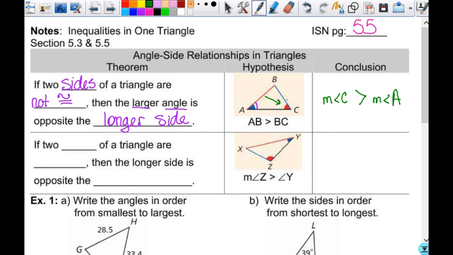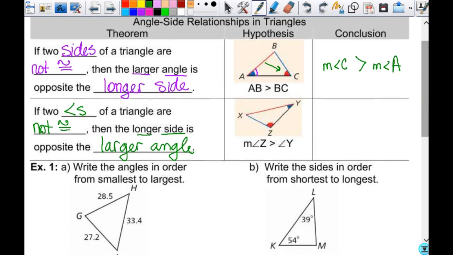All right, so now this one says, if two angles of a triangle are not congruent, then the longer side is opposite the larger angle. So it works both ways. Again here, they're kind of marked that they're congruent and they're not, so we're going to put an extra little mark right there. So this says the measure of angle Z is greater than the measure of angle Y. Because these are inequalities, it's still not congruent, so I have to talk about the measures.